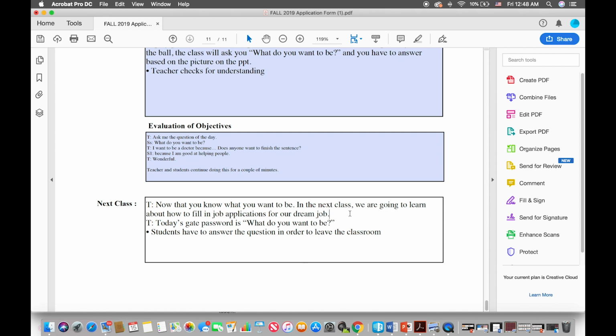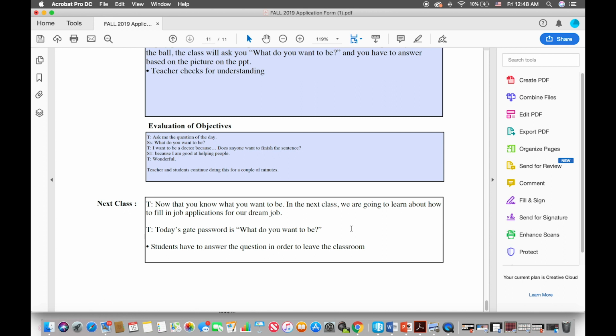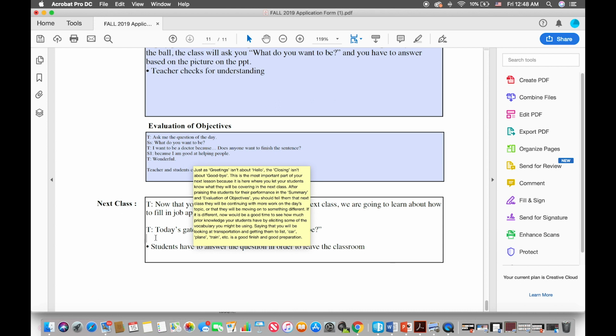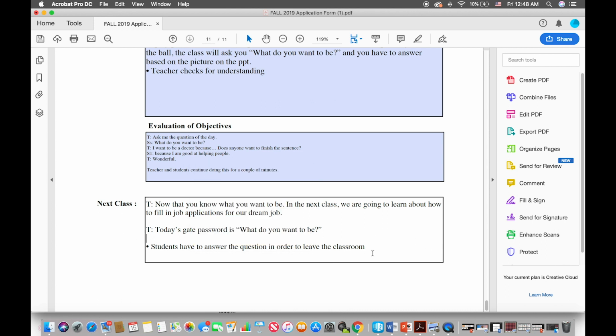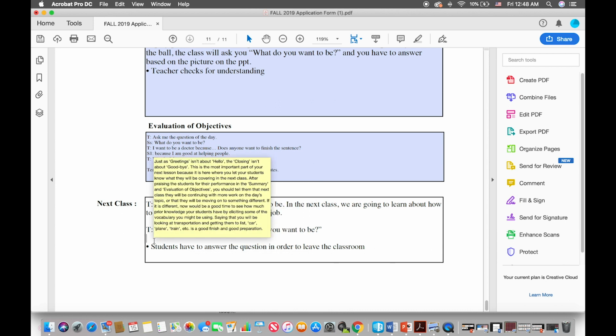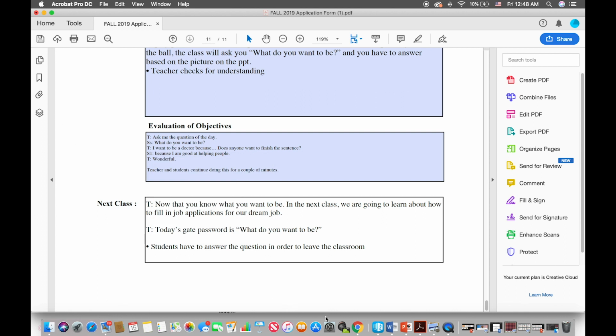And in my actual classes, I have gate passwords. So whatever I teach them for the day, I then use as a question for them to exit the class. So for example, in this class, we said, what do you want to be? So today's gate password, they have to answer the question, what do you want to be? And as they exit the class, they line up, and then you ask them the question, and each one has to answer in order to leave the classroom.